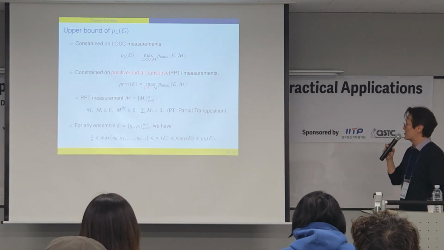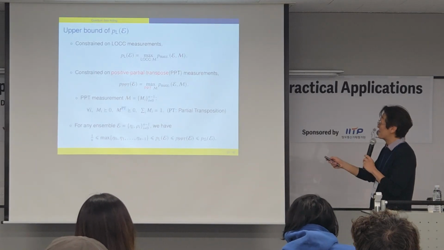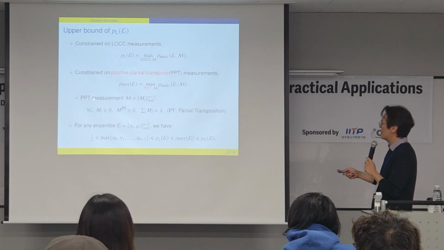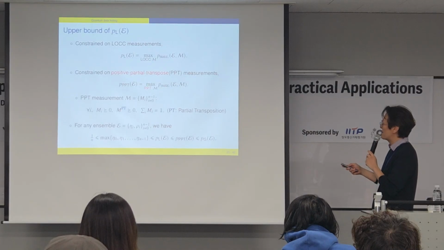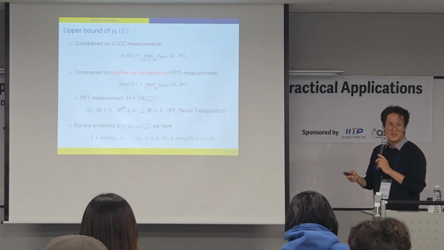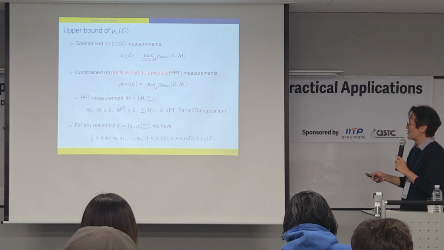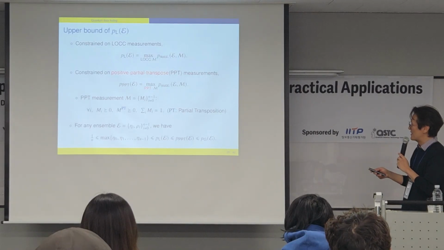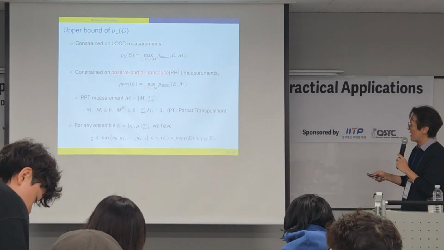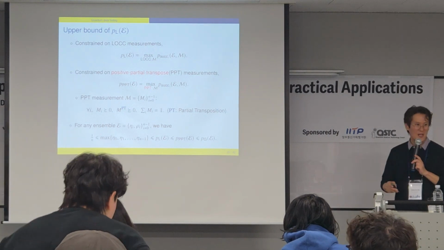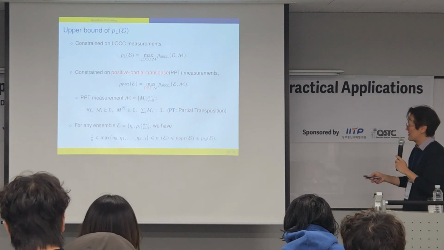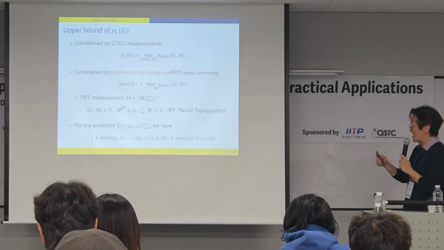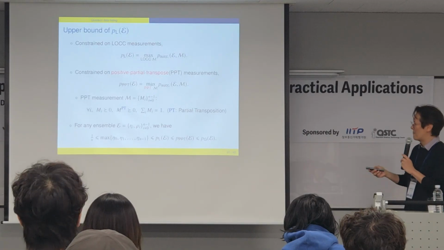So to bound this P_L, we want to use some upper bound of this P_L, and that's the so-called P_PPT, which is the maximum of average success probability, where the maximum is taken over all possible PPT measurements. Here, PPT measurement means a measurement in which every measurement operator is still positive under the partial transposition.